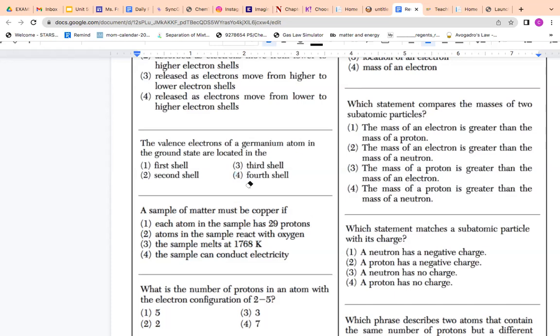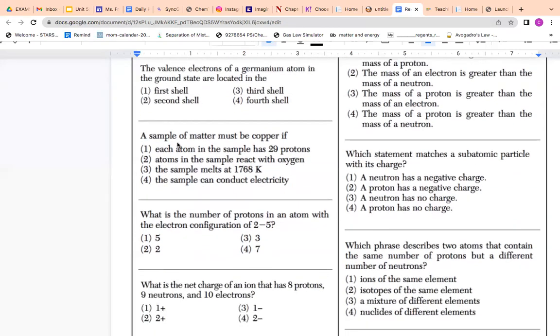Okay. Again, let's move on. Okay. A sample of matter, let me get my pen. A sample of matter must be copper if each atom in the sample has 29 protons. Again, 29 protons. This is describing your atomic number.